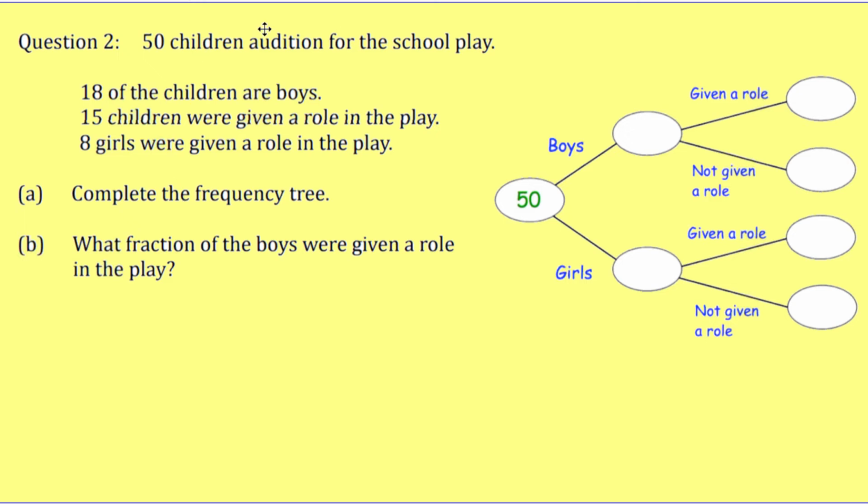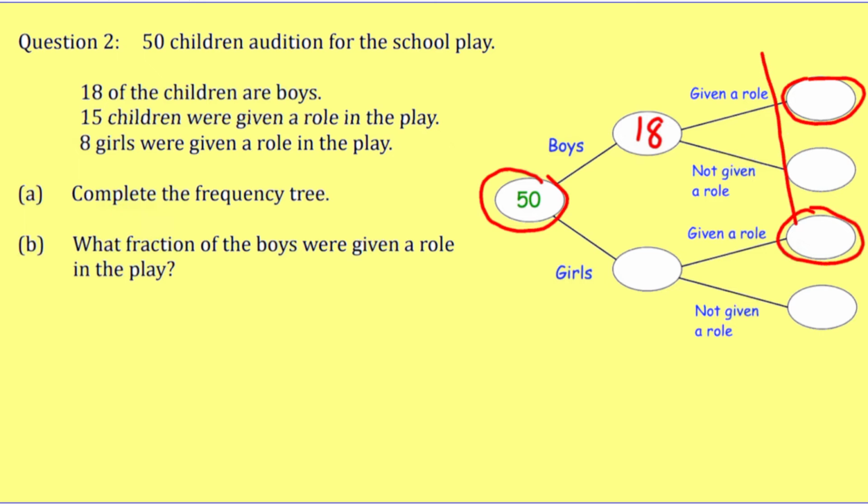So 50 children audition in the school play. So that's here. That's the 50. 18 of the children were boys. So we can put that in here. Put 18 in there. 15 were given a role in the play. So 15 children were given a role in the play. So that means that this box and this box make 15 together. So these two have to add together to make 15.